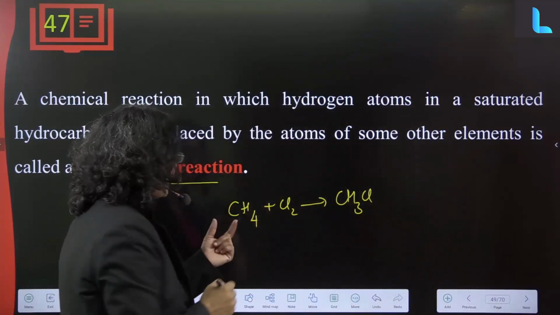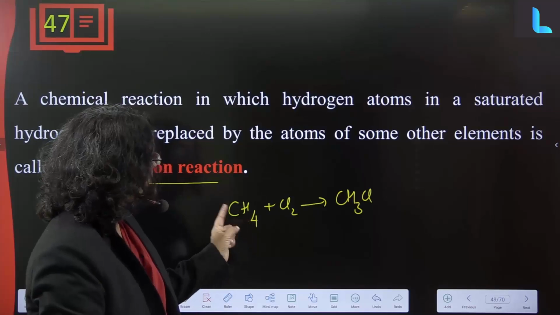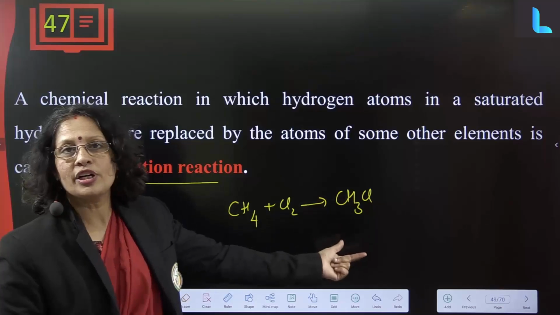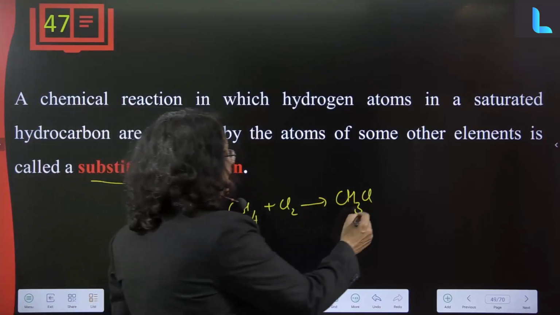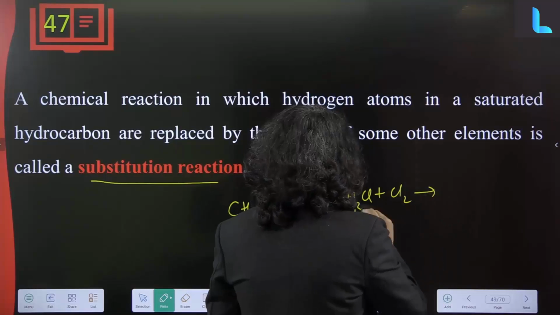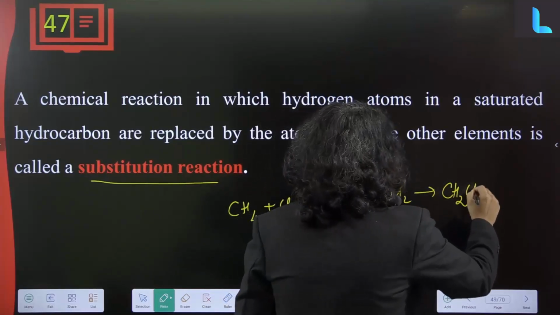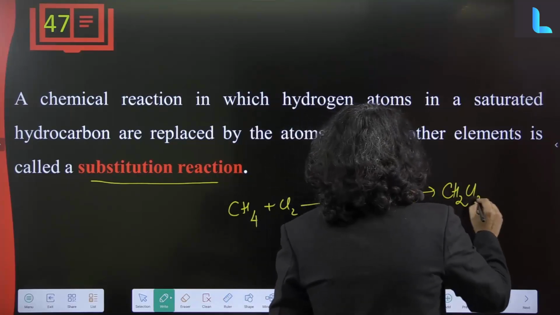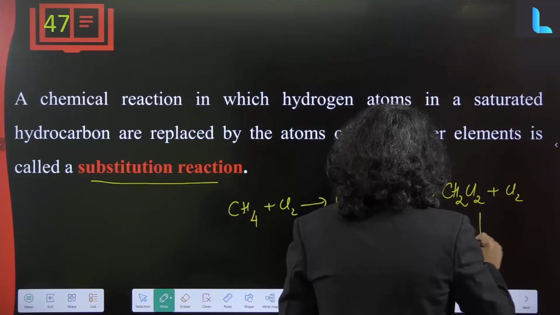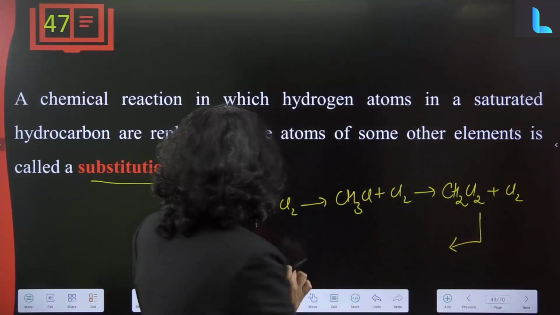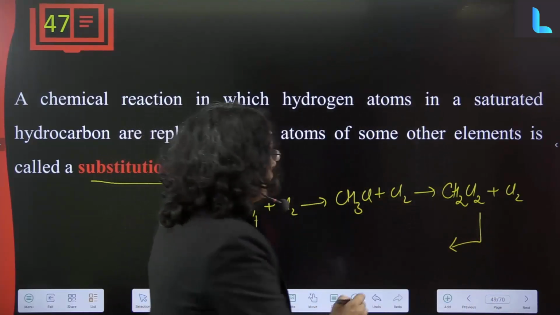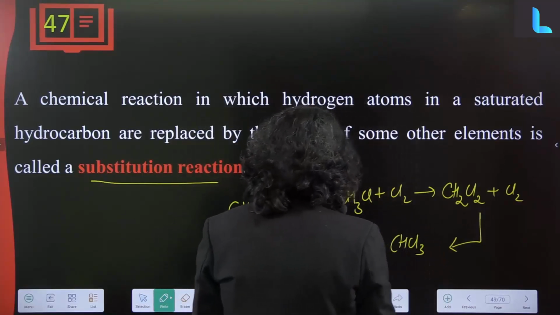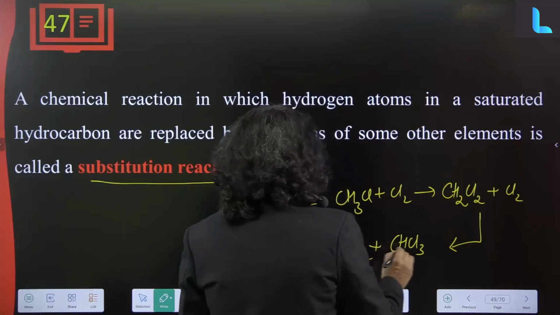When you are substituting, like CH4 has 4 hydrogens, one hydrogen gets substituted by one chlorine, so you get methyl chloride. Now there are 3 hydrogens; when it further reacts, you get CH2Cl2, methylene chloride. When it further reacts with chlorine, 4 hydrogens become 3, 3 become 2, and now you get CHCl3. This is called chloroform.